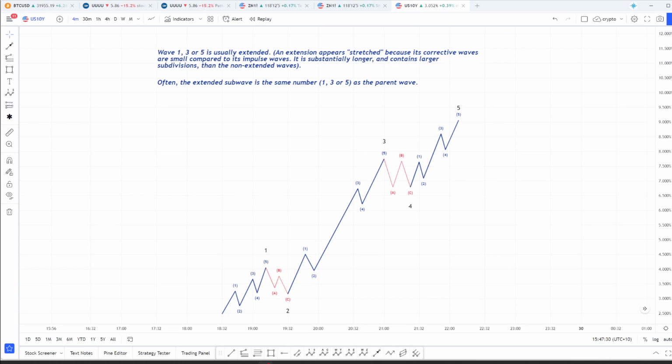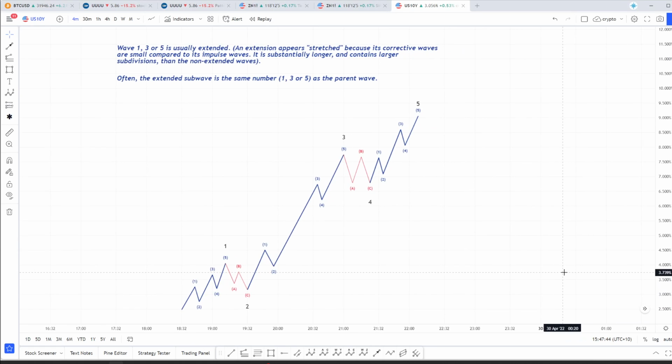So what we see here is that when we look at an impulse, out of the 3 actionary waves, one will always be extended, meaning that it will always be much, much longer than the other 2. And often what we'll find when we've got an extended wave, you can see here that wave 3 is the longest wave by a long way. And within that wave 3, we can see that its subwave 3 is also an extension.